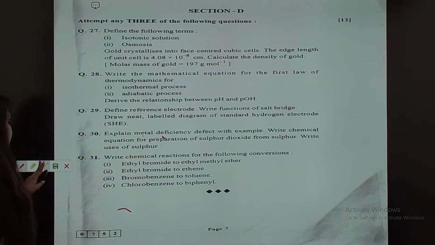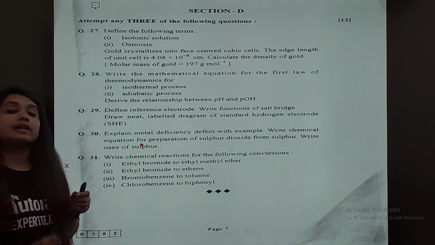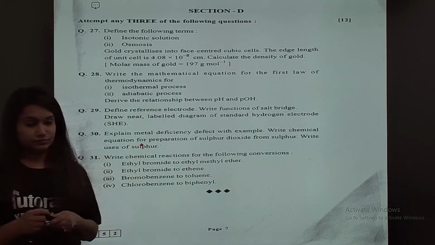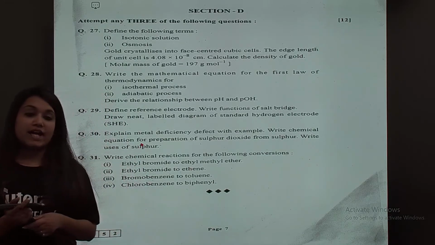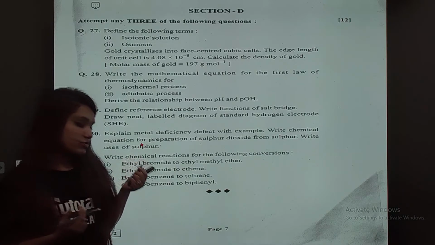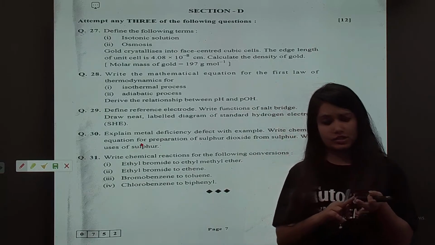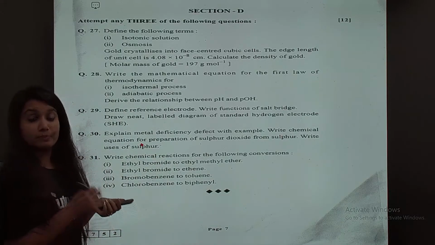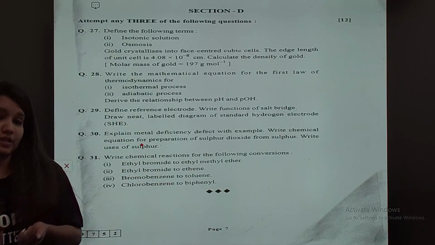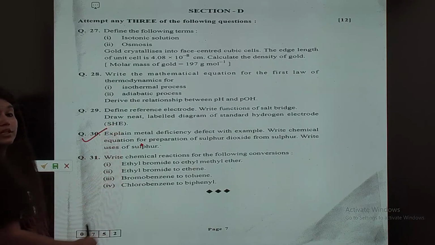The next part of the question: write the chemical equation for the preparation of sulfur dioxide from sulfur. S plus O2 gives you SO2, very simple. And the last part, uses of sulfur. There are so many uses of sulfur in batteries, fireworks, gunpowders, industries, medicines, manufacturing of sulfuric acid, manufacture of SO2, and so on. Right? So we are done with question number 30 as well.